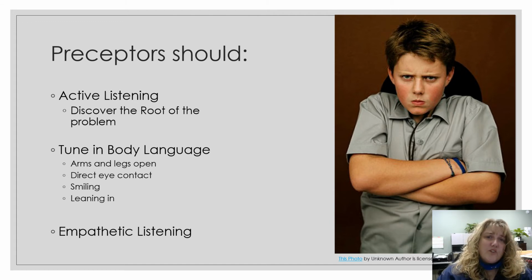So when you're doing active listening with this student, you want to make sure that your body language reflects the active listening. So you want to have your arms and legs open. You want to have direct eye contact. You want to smile, lean in, kind of nod. Repeat some of the stuff back to that person and see if there's an engagement, if you understand what they're asking.